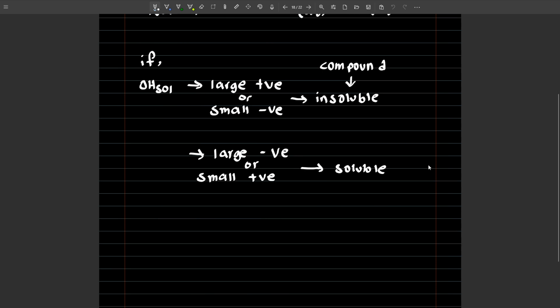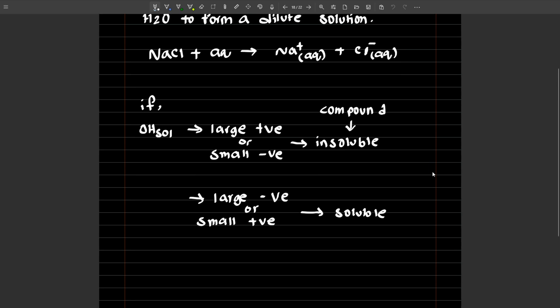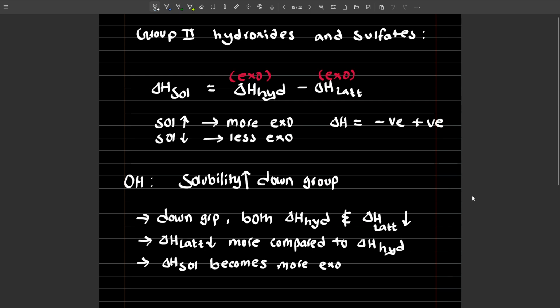Now let's look at this quirk. If our enthalpy change of solution has a large positive or a small negative value, it means that the compound is insoluble. On the other hand, if it has a large negative value or a small positive value, that means that the compound is soluble.